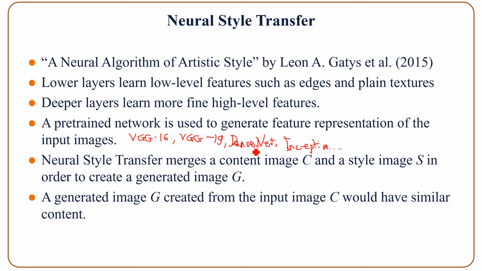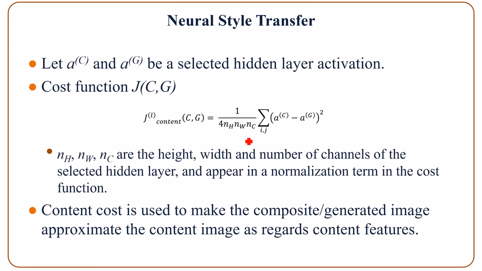So what it does basically is that neural style transfer merges a content image C and a style image S in order to create a generated image G. The generated image G is created in such a way that it has similar content as the input image C. So let's say we have the content image C, the generated image G and the style image S. We send them through the convolutional layers of a pre-trained model.